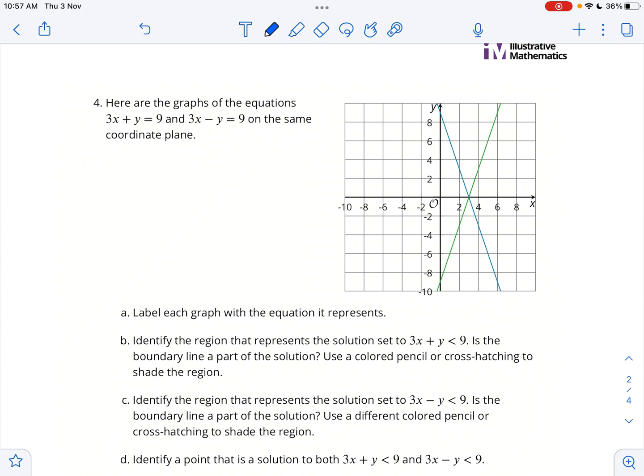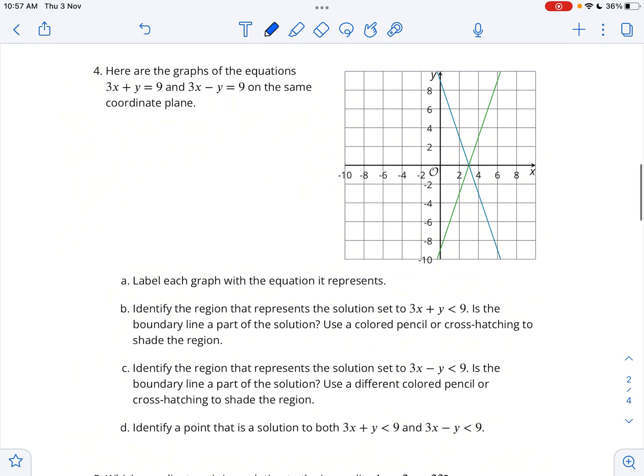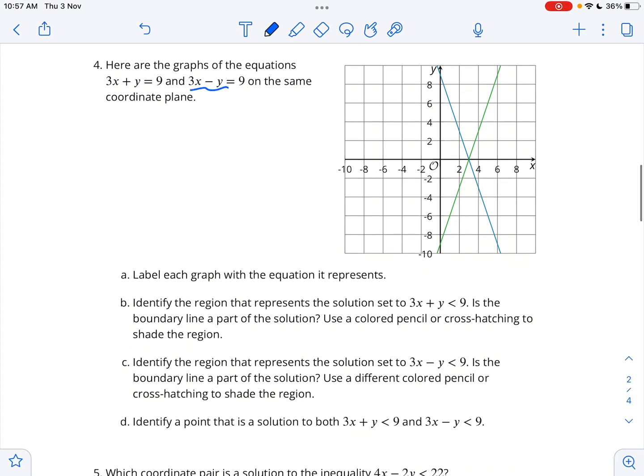Question 4. Here are the graphs of the equations 3x plus y equals 9 and 3x minus y equals 9 on the same coordinate plane. Label each graph with the equation that it represents. So on these ones, how would you figure that out? There are different ways to do it. I'm looking if there are any whole points. Actually, the first one, I think it's going to be easier to put into slope-intercept form.